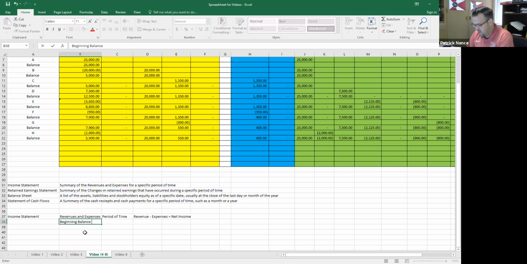Then we are going to add any net income. That's why we actually have to make the income statement first, because we need the net income from the income statement in order to create our statement of retained earnings. We would add our net income, and we would subtract any dividends, because that's money going out of my retained earnings. And that will come down to my ending balance of retained earnings.